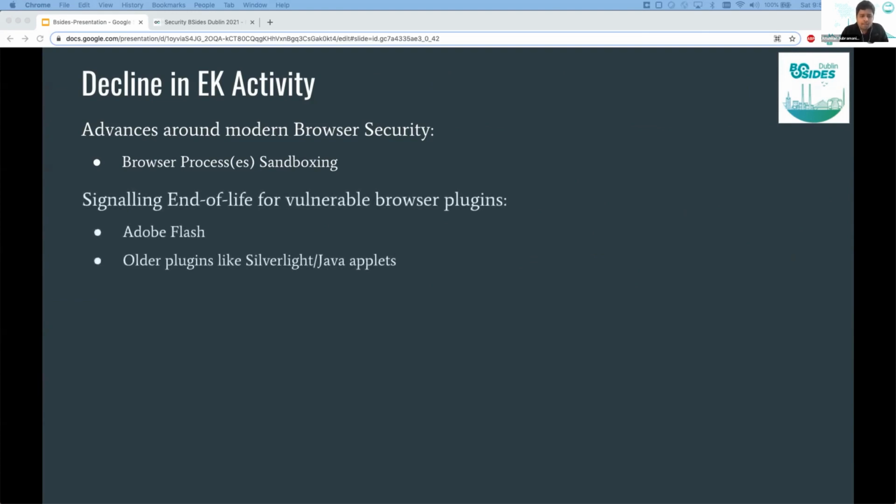Secondly, I think signaling end of life for some of the old browser plugins, like Silverlight and Java applets are no longer supported. And more recently, Adobe Flash was end of life, I believe, either end of December 2020 or January 2021. And I think that's another contributing factor for decline in exploit kit activity.